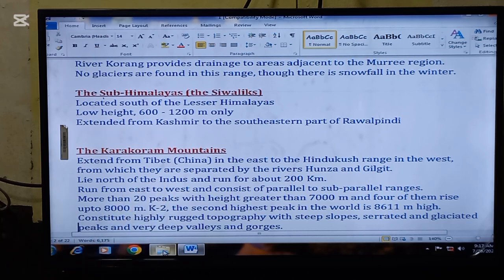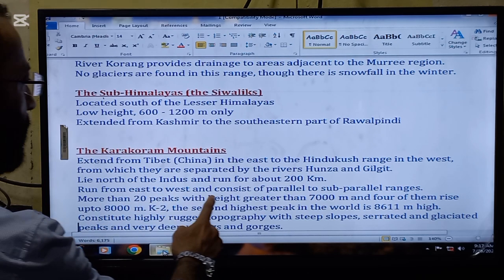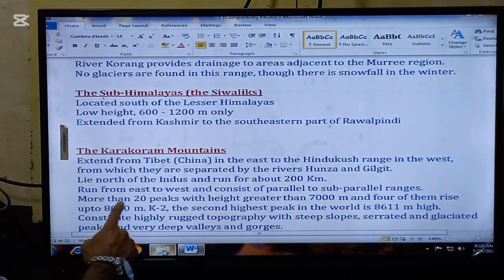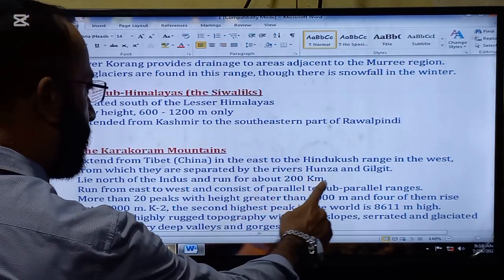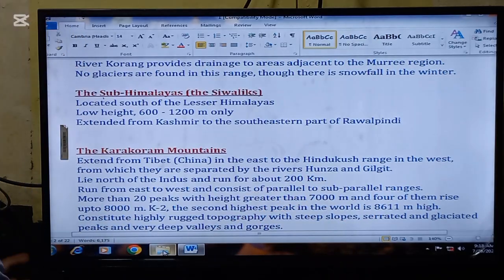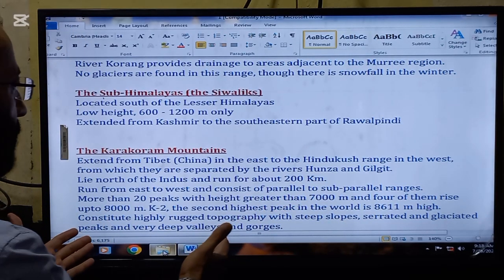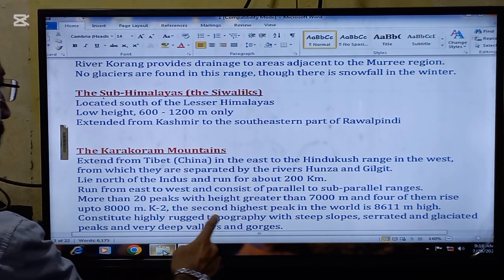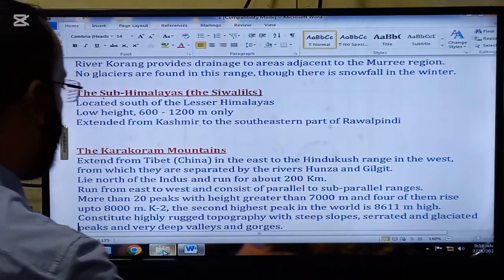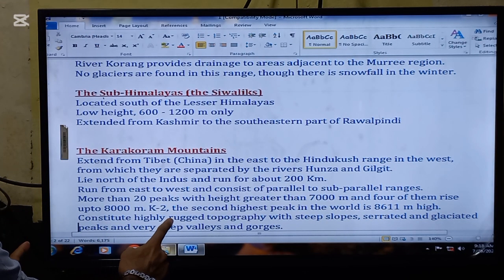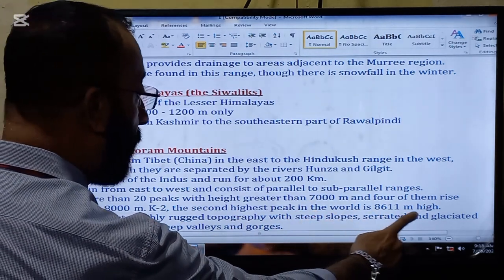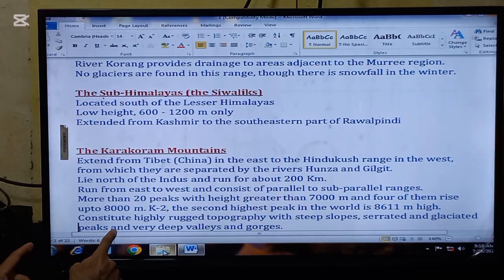The Karakoram Mountains extend from Tibet, China in the east to the Hindu Kush range in the west, from which they are separated by the rivers Hunza and Gilgit. They lie north of the Indus and run for about 200 kilometers. They run from east to west and consist of parallel to subparallel ranges. More than 20 peaks, so this is very important, more than 20 peaks with heights greater than 7,000 meters, and 4 of them rise up to 8,000 meters.